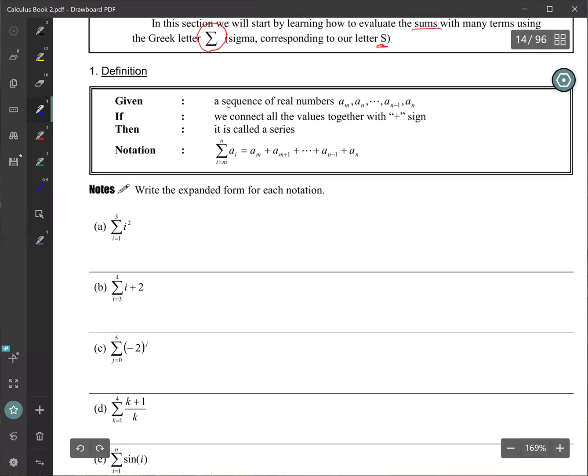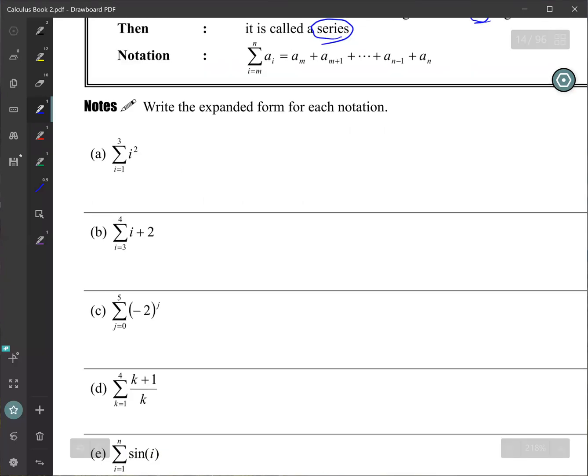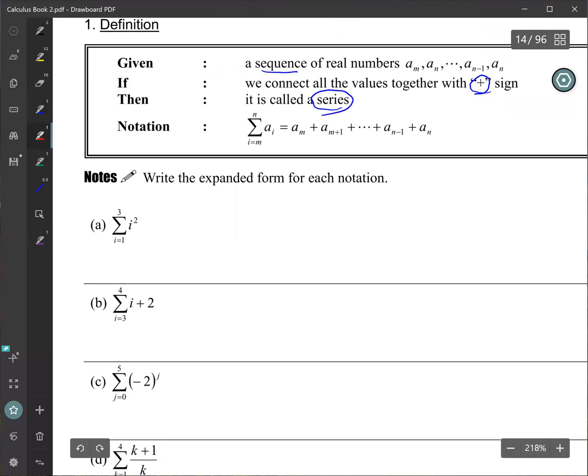So given a sequence, a sequence means a list of numbers. If we connect all of them together with the addition sign, then we call that a series. So without adding together, it's just a sequence. Adding together is called a series. And then we need to know some notation here. So this part is called the general term.